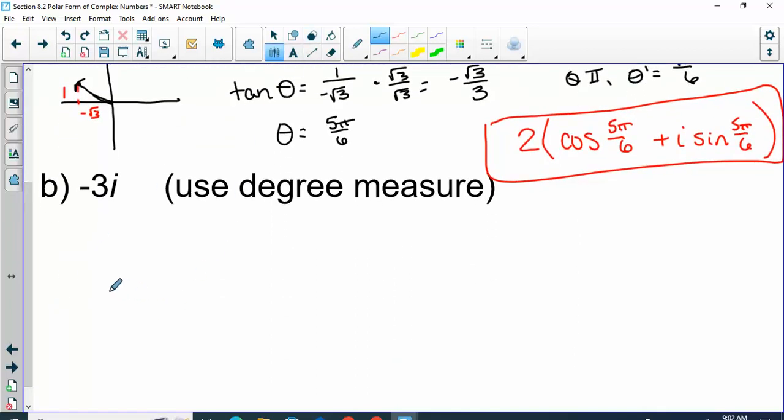So if I am going to look at this, negative 3i. So it's like x plus yi. So in this case, there's no real number. So it's like saying my x is 0 and my y is negative 3. So if I'm going to graph this, we have a 0, negative 3. So this is what negative 3i looks like.